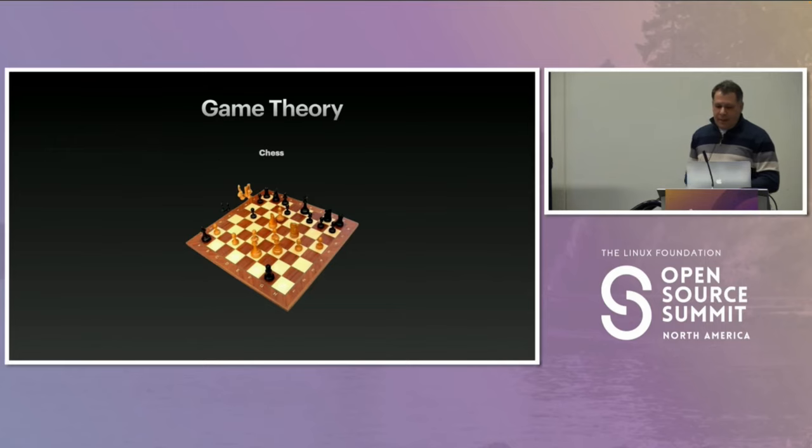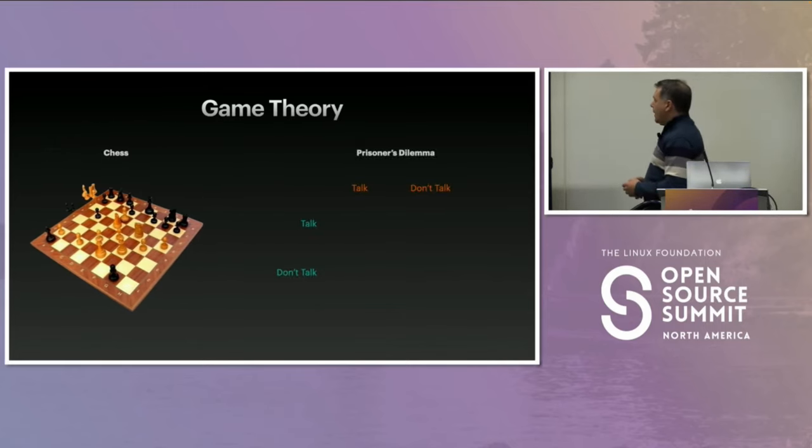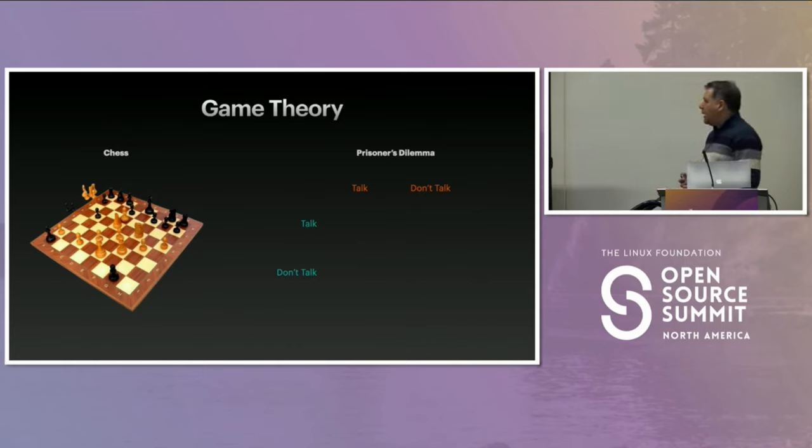Let's see another example that is very famous. It's called the prisoner's dilemma. If you guys are not familiar with the prisoner's dilemma, let's take a look at how it works. Let's say there are two prisoners, but you don't have enough evidence to convict either of them.